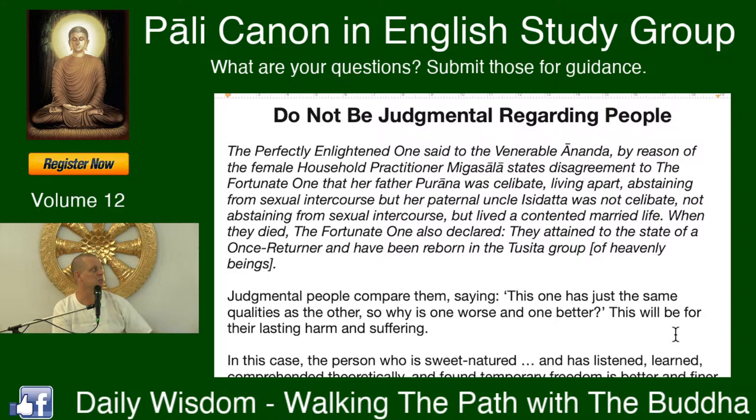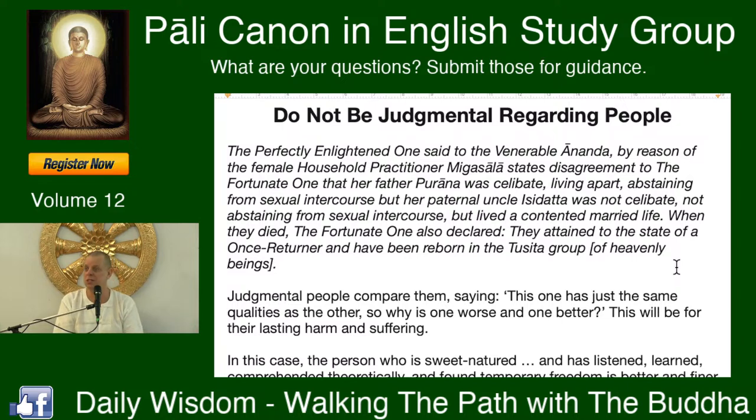So here, at the beginning, there's a person who comes to the Buddha and is talking to the Buddha and to other people about their father, who was celibate, meaning not having sexual intercourse, and then her parental uncle, meaning her father's brother, who was having sex with his wife. And the Buddha is saying both of these people actually attained the same stage of enlightenment, which is the second stage. Because in the second stage of enlightenment, you can actually still have sexual intercourse. Your life will be quite peaceful.